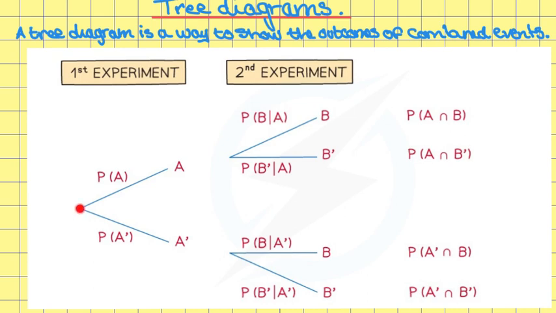And finally, if you go along this combination of branches, you get the probability of not A, the probability of not B given that not A has happened. That gives you the probability of not A and not B.